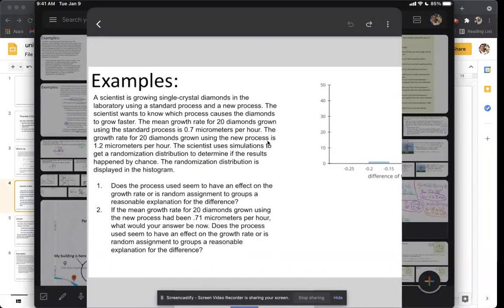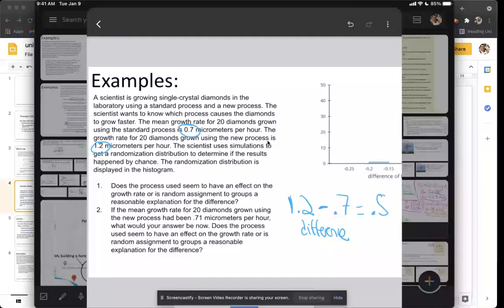Or is the random assignment to groups a reasonable explanation for the difference? So, in other words, is this new process really having an effect? Well, let's first take a look at the difference. We know that the new process had a mean of 1.2, and the standard process had a mean of 0.7. So 1.2 minus 0.7 is 0.5. That's your difference.